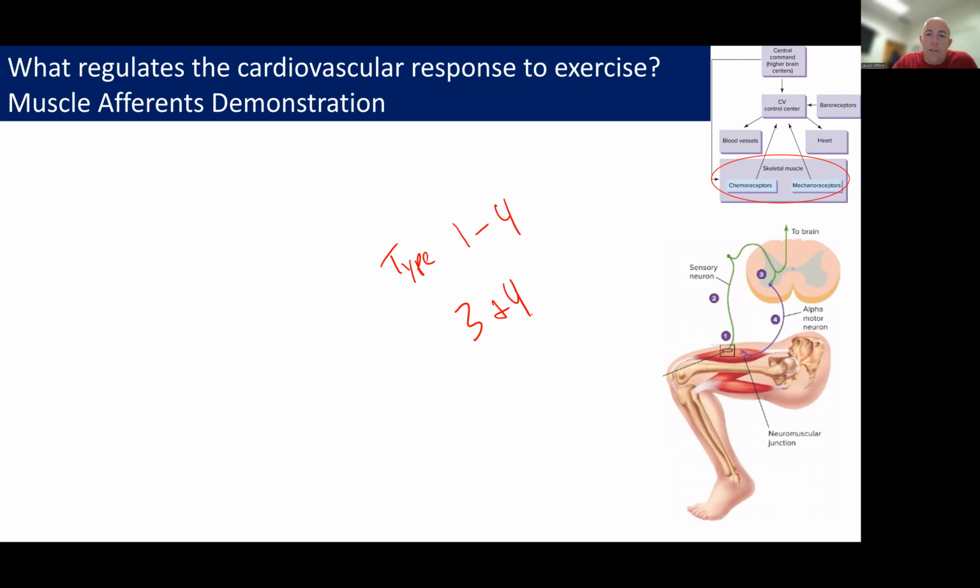So these afferents, when they're activated, will try and increase your blood pressure response. So let's think about this. So your chemoreceptors, these type 4 afferents primarily, are the chemoreceptors.